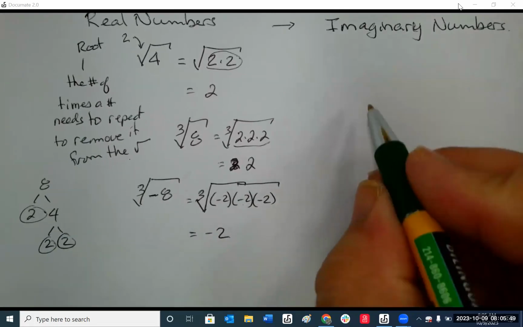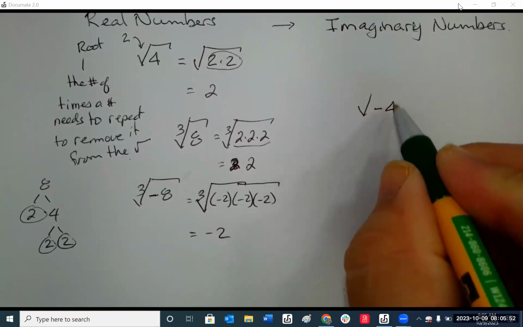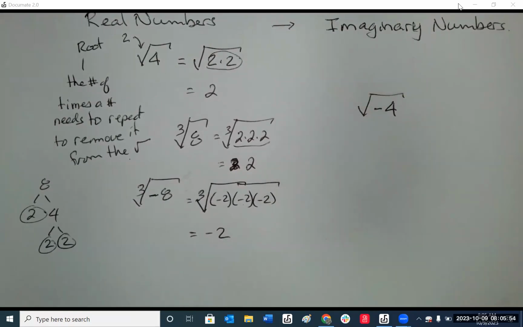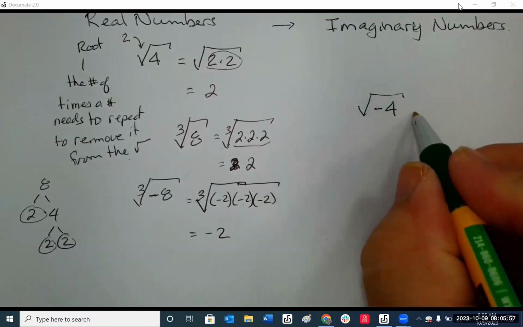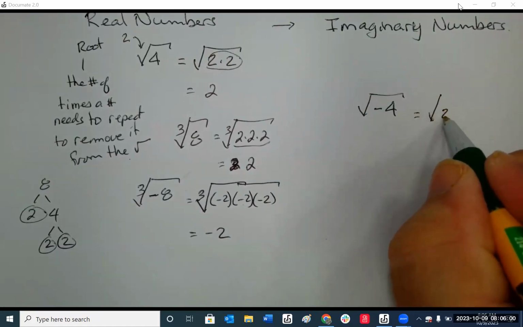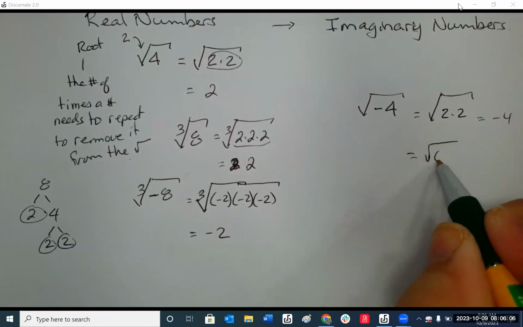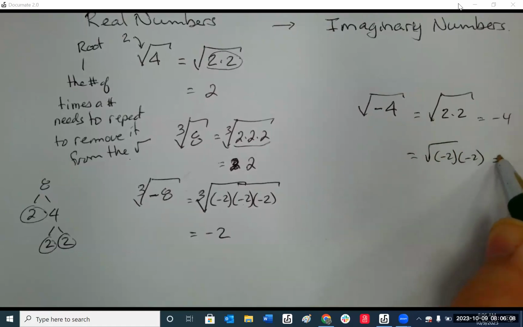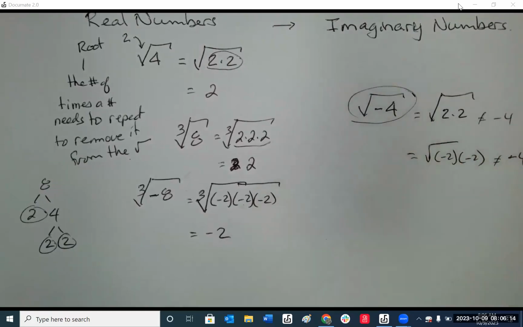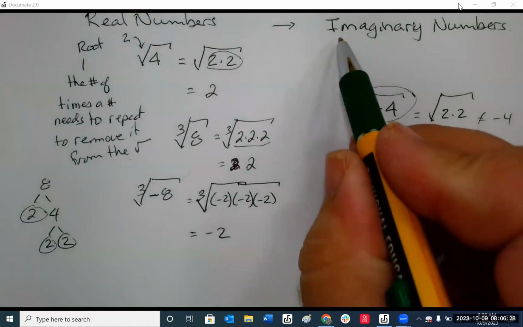But we can't do that with the square root of negative 4, because 2 times 2 does not equal negative 4. Negative 2 times negative 2 does not equal negative 4. So this number cannot be achieved. That's an imaginary number, because it can't. But in the real world, sometimes it does exist. So how do we take care of that? That's what imaginary numbers are all about.